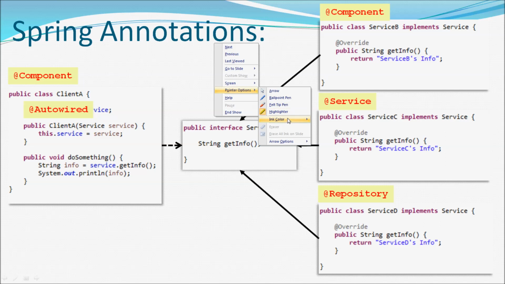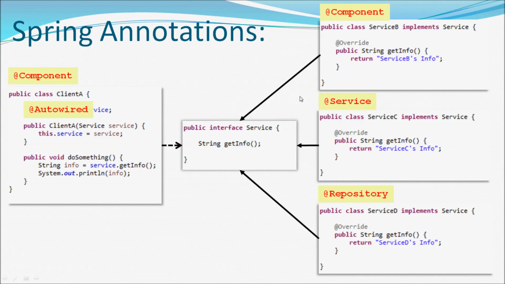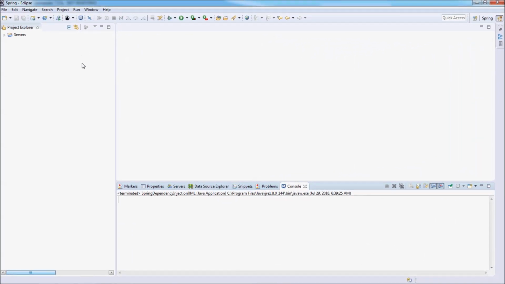For example, if the ServiceB class is annotated with the Component annotation and the name is service, Spring will inject the instance of this class into this object of ClientA. You see, so using Spring annotations makes the work easier than using XML configuration.